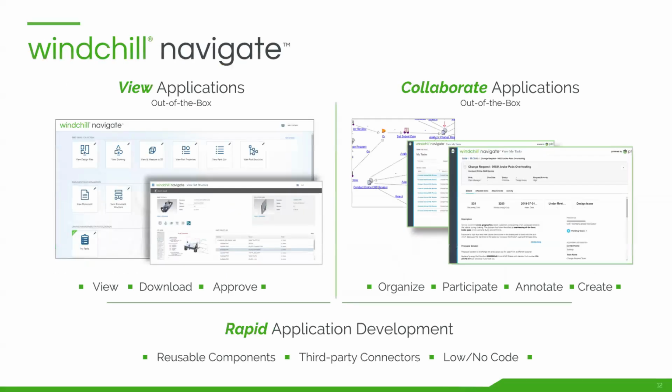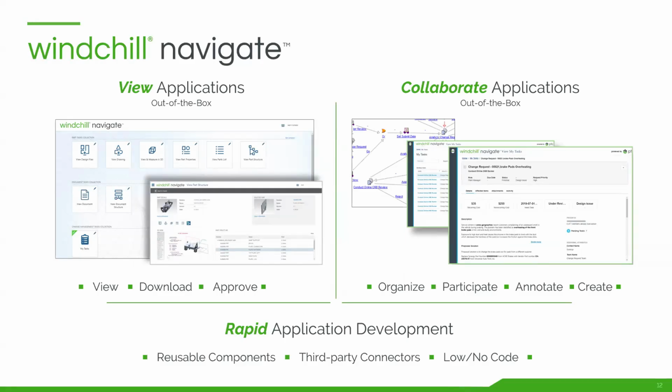There are two main types of apps that PTC provides with Windchill Navigate. Those that are just view only. Think of it as a Google search, type in a part number. I want to look at a drawing. I want to view and measure in 3D. I'll show the view part structure. It's just looking at data. And for the vast majority of downstream consumers, this meets the need.